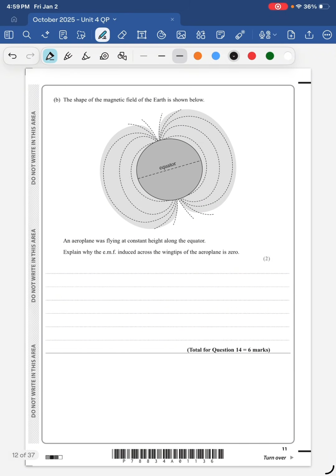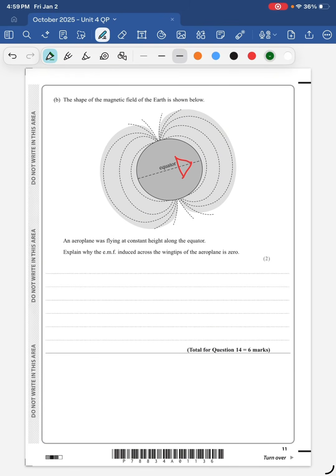All right. Now, B, the shape of the magnetic field of the Earth is shown below. An aeroplane was flying at a constant height along the equator. Explain why the EMF induced across the wingtips of the aeroplane is 0. So this is the plane. Let's make it like a triangle. So it flies along the equator.